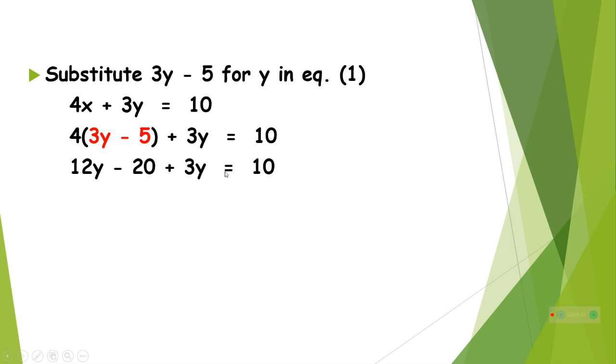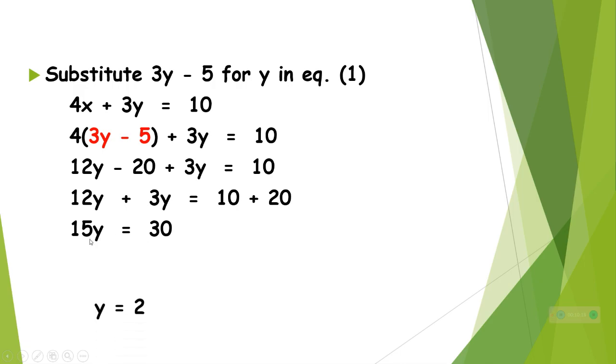Then you will just continue solving by combining the like terms and using the addition property. So we have 12y plus 3y here equals 10 plus 20 here. Okay? And then 12y plus 3y is 15y equals 30. 30 comes from 10 plus 20. Then you are going to find y. So simply divide both sides of the equation by 15, the coefficient of y, so that you will obtain the value of our y, which is 2. Okay? So you will use this 2 in our next step.